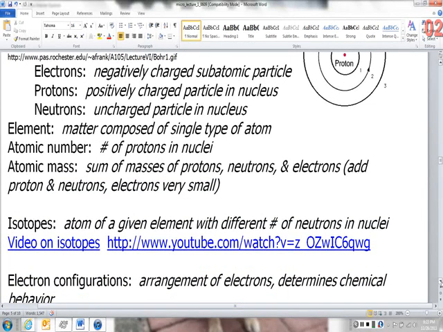The electron configuration, or arrangement of the electrons, determines the chemical behavior. The valence electrons are those in the outermost shell. These will be the ones that interact with other atoms and determine its combining capacity.